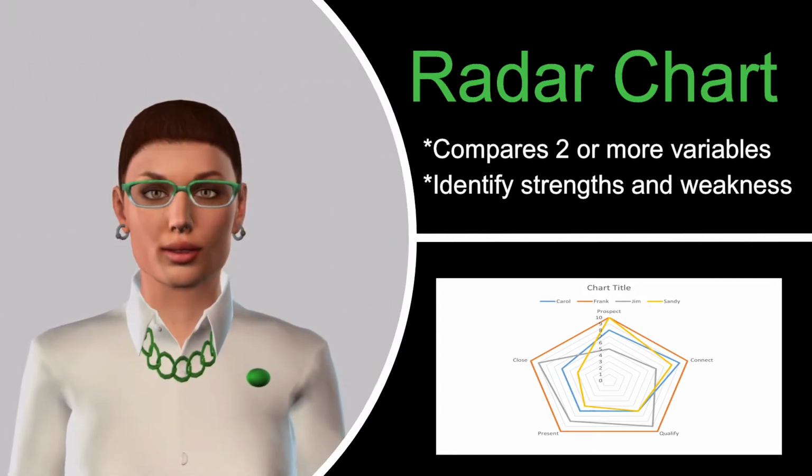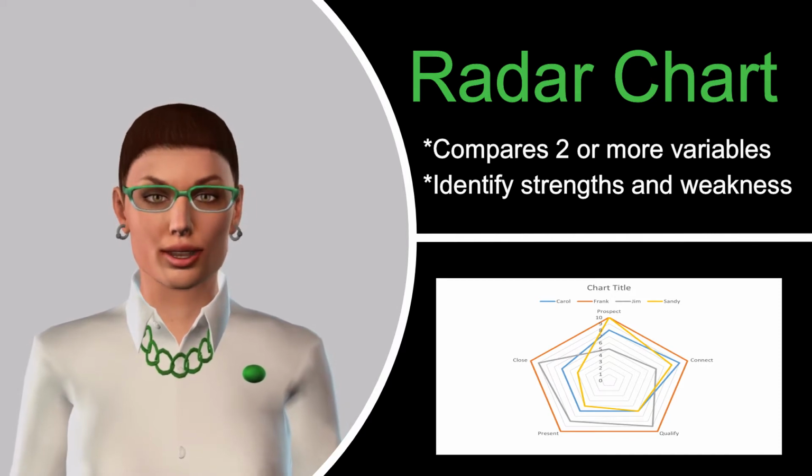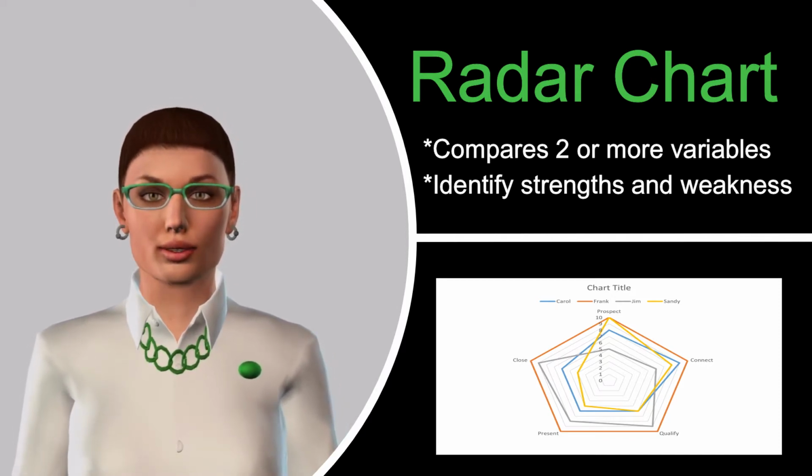Today we will review the radar chart for Microsoft Excel. The radar chart is also known as a spider chart and is used to demonstrate data in a two-dimensional chart relative to a central point for multiple data series. The axes start at the same point in a radar chart.